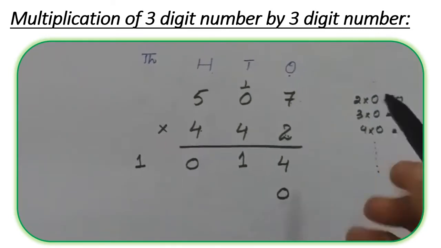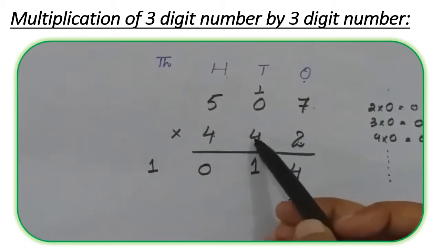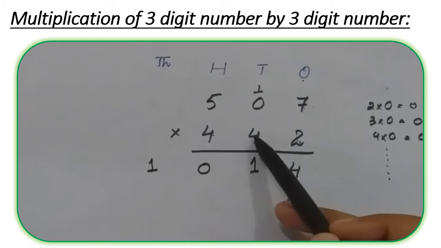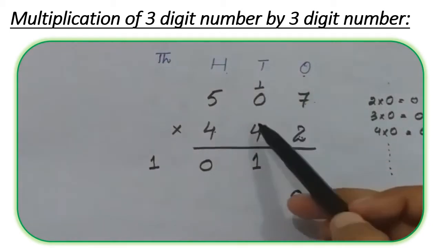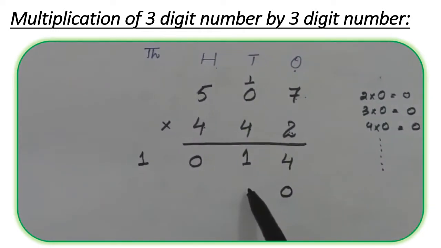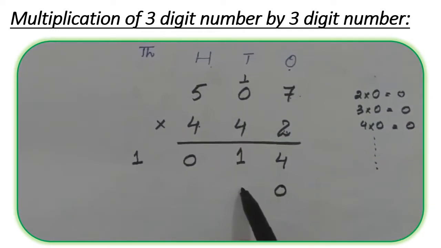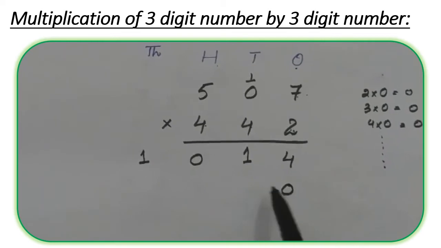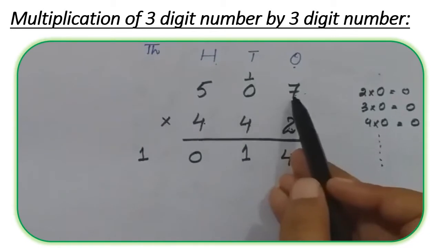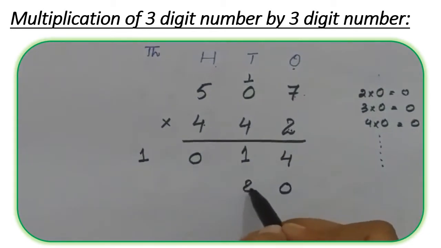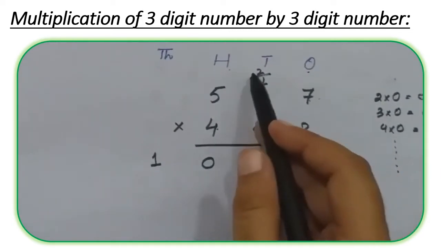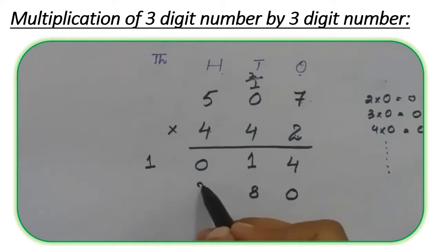Why? Because in step 2 we start multiplication of the multiplicand by the digit 4, and 4 is placed in the tens column. So its answer will also be placed from the tens column. So we will place 0 in the ones column and start writing our answer from the tens column. Now start multiplication. 4 sevens are 28. So we will write 8 here and 2 will be carry. 4 zeros are 0. 0 plus 2 is 2. So we will write 2 here.